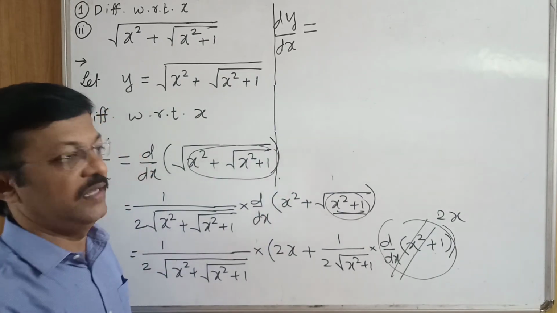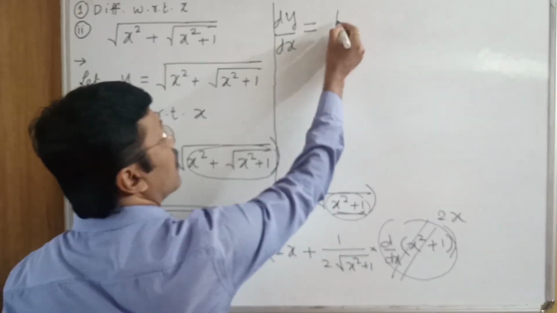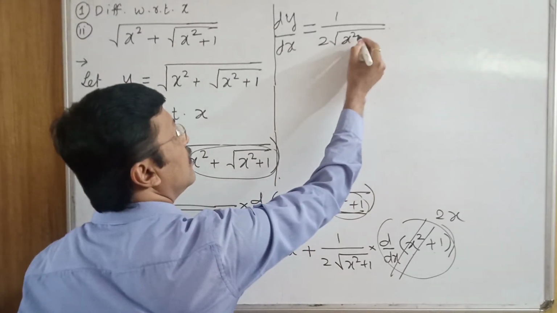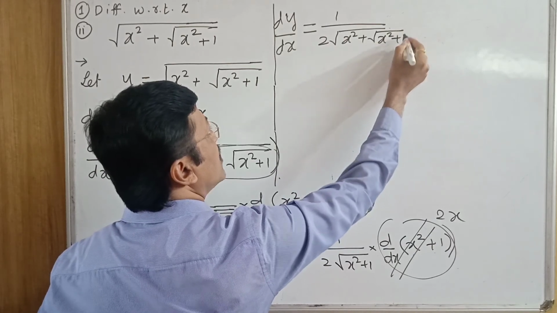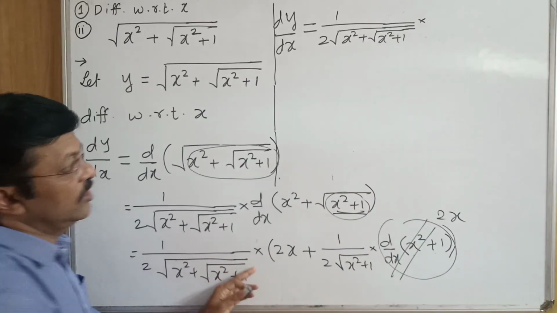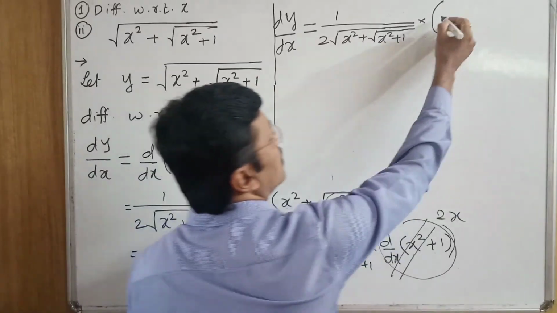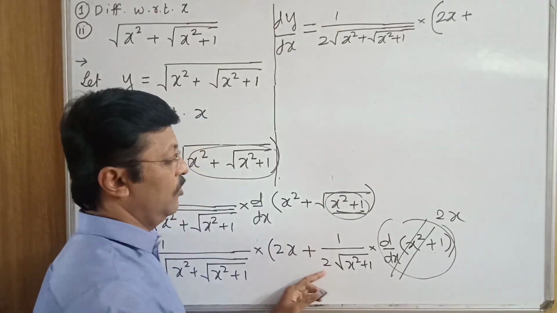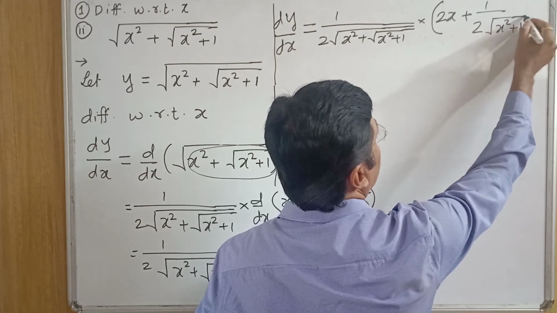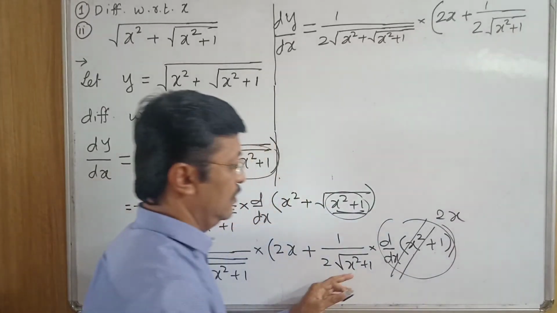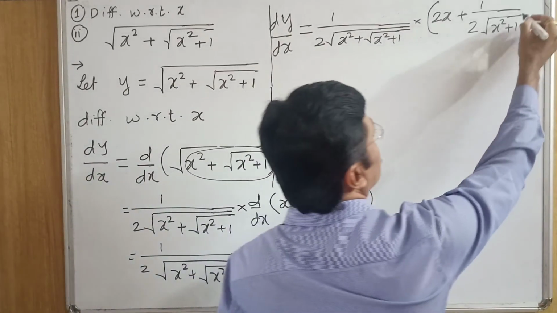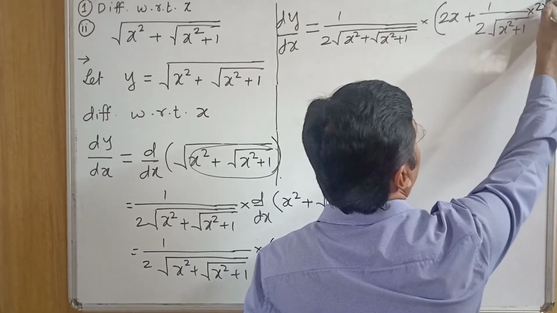So continue this step there. dy by dx is equal to 1 upon 2 root of x square plus square root of x square plus 1, into this bracket. Now this 2x is no change there, plus 1 upon 2 root of x square plus 1, and then this derivative you calculated: x square's derivative is 2x, plus 1's derivative is 0, so it is just 2x.